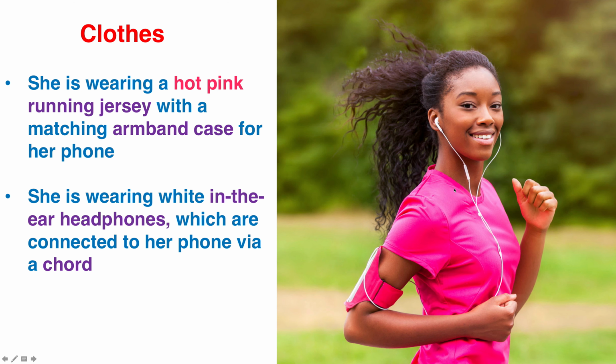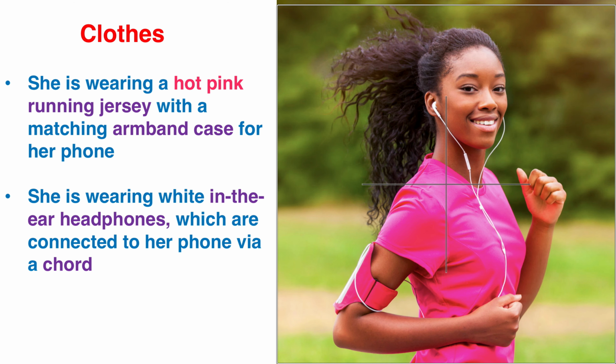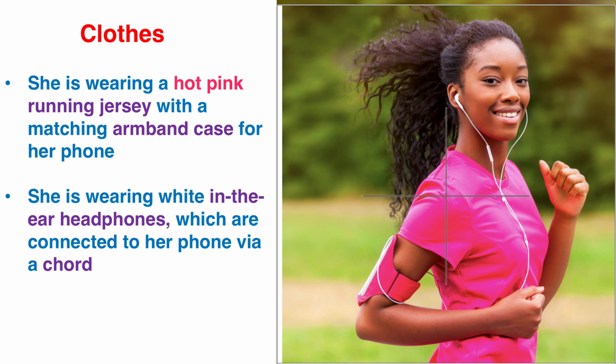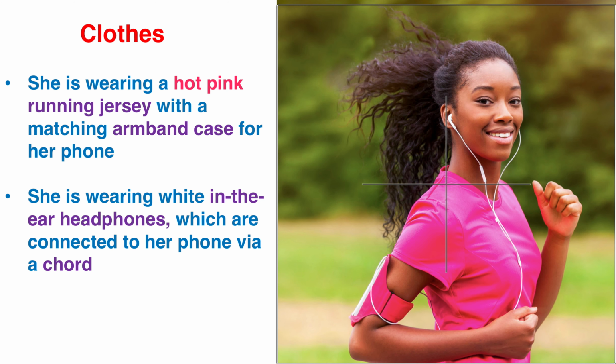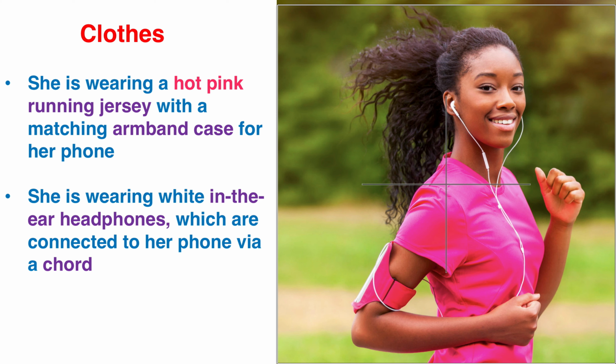All right, now let's talk about her clothes. So she's wearing a hot pink running jersey with a matching armband case for her phone. So hot pink is a great way to describe this particular color. This particular shade of pink is loud, vibrant, bright, eye-catching. These are all words you can use to describe this, but a simple way is just hot pink or very bright pink. A running jersey is just a t-shirt designed for jogging or for running.